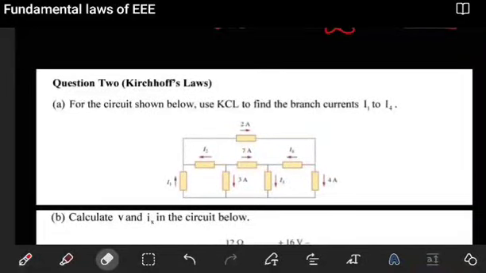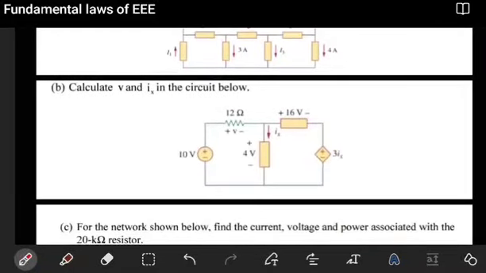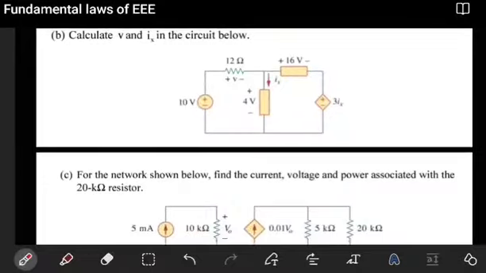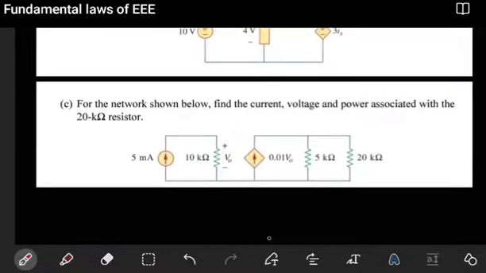Hi guys, for this video we're going to look at a few practice questions on the application of Kirchhoff's laws. The first one seems to be very basic in the sense that we're just looking at the use of KCL, and in the second one we have voltage being introduced to see what else is involved. Then we have this network and we'll see how to work it out. So let's start with the first one.